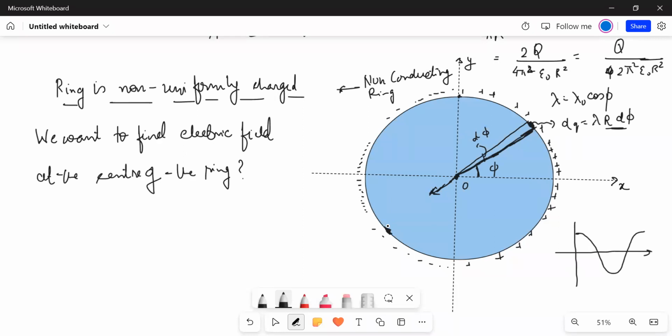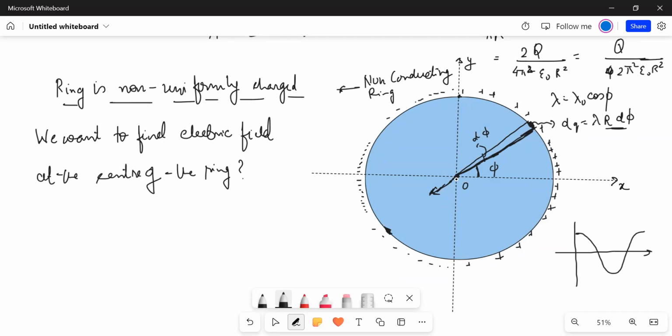Yes. Okay, and so basically what will happen? If I integrate from minus pi by 2 to plus pi by 2, what will happen? Achha, what we did earlier was integrate from 0 to pi by 2 to pi, right? Yes, okay. So lambda is equal to lambda naught cos phi, we took that, right? So what will happen? Let's say if I want to calculate the electric field at point O, what will happen?